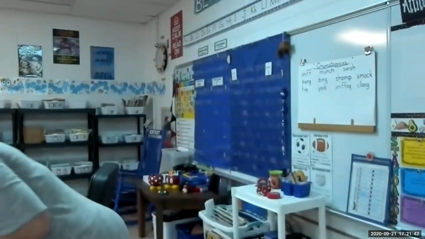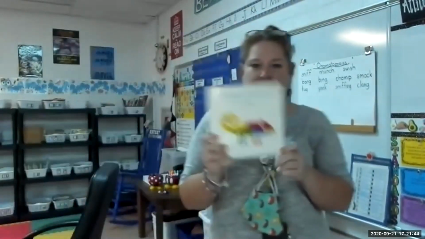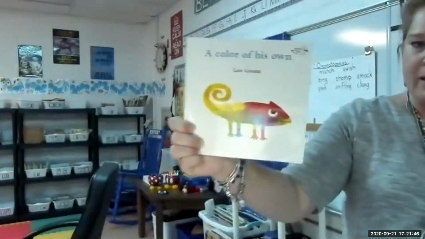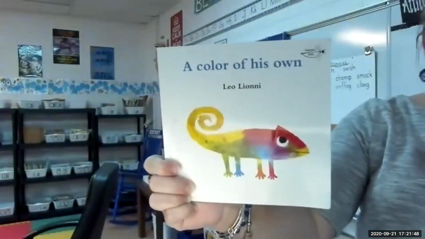Okay, so what we're going to do is we're going to read the book twice today, okay? We're going to read it the first time, and I want you to come up with two things that you noticed. And then we're going to read the book a second time, and I want you to find two things that you were wondering about, that were making you ask questions. So, and here's our book, A Color of His Own by Leo Lionni.